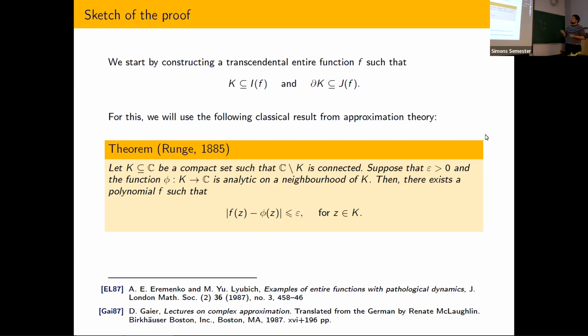Okay, so again, we will construct a transcendental entire function f with these properties. The set K that we started with will be a subset of the escaping set, and the boundary of the set K will be a subset of the Julia set of the function. This is the task that we want to accomplish.